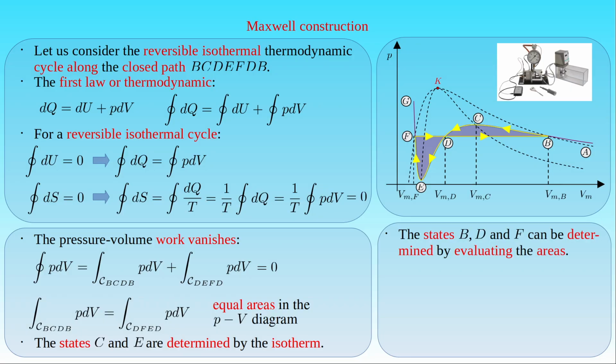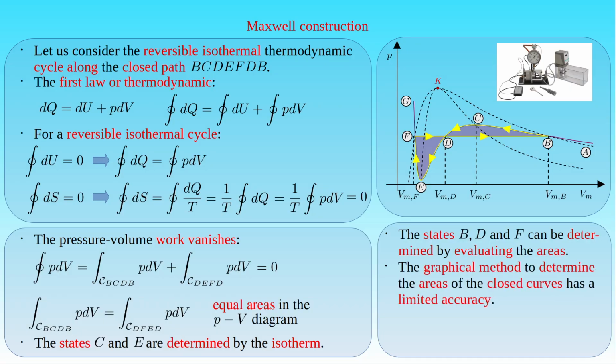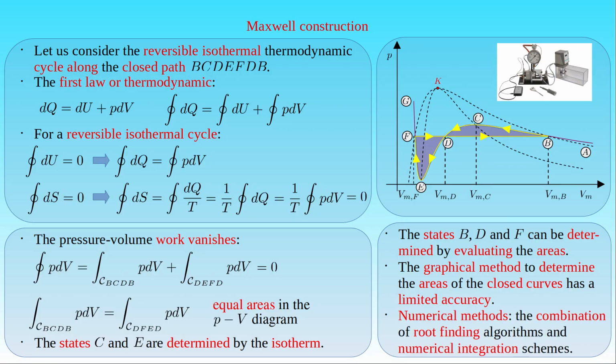The most straightforward method to find the equal areas is the usage of a fine grid on the pressure volume diagram, where the cells covered by the areas of the two closed curves can be counted. By using a trial and error method, the difference between the counts determined for both the areas must vanish for the proper choice of the boundary points. Evidently this method has a limited accuracy, and nowadays various numerical methods are applied for the Maxwell construction. They normally include some combination of numerical integration schemes and root-finding algorithms with iterative techniques.